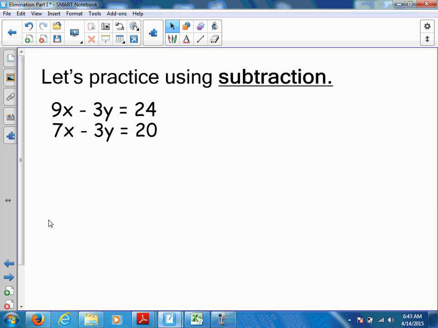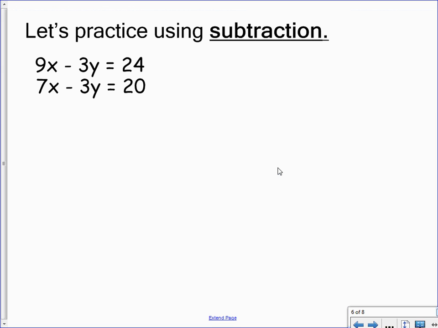Okay, we're resuming our elimination practice. This is video elimination part 1B. We looked the other day at addition. Today we're going to focus on subtraction. When we were focusing on addition, we said that the coefficients had to be opposites of each other.